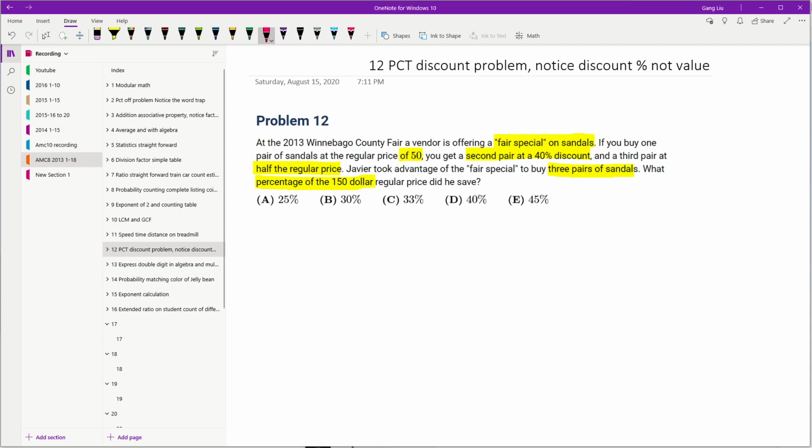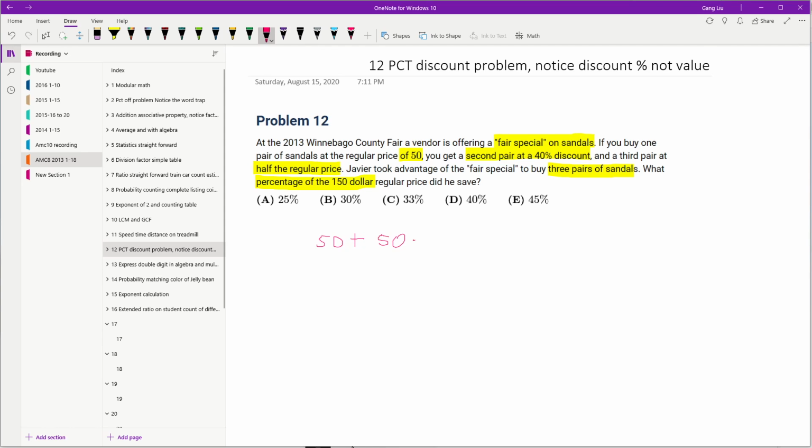Javier took advantage of the fair special to buy 3 pairs of saddles. What percentage of the $150 regular price did he save? So at the fair special, the first pair is $50. The second pair is going to be 40% off.